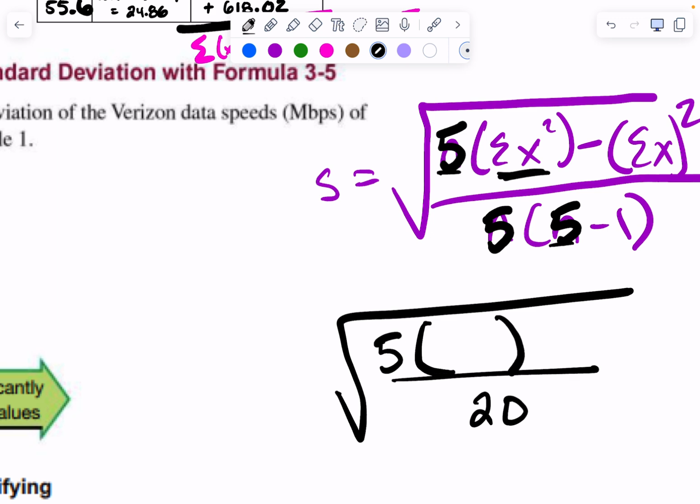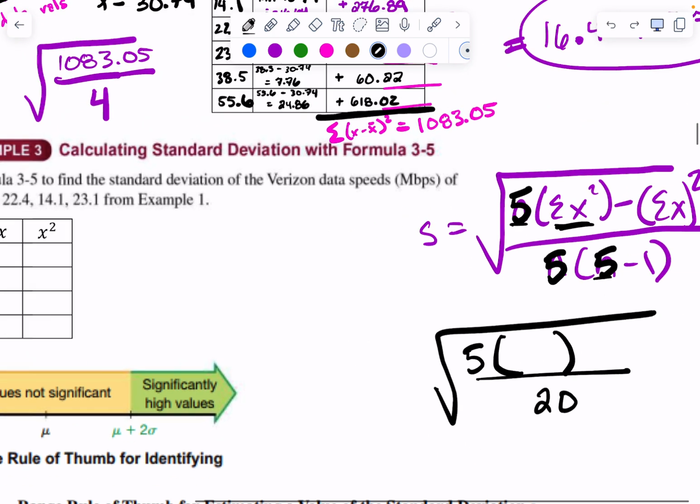What's the difference between this and this? One, the square is squaring the whole sum. This one I'm squaring each one of my x's and then adding them together. This one I'm summing them first and then squaring them. Okay. So this is actually very easy.